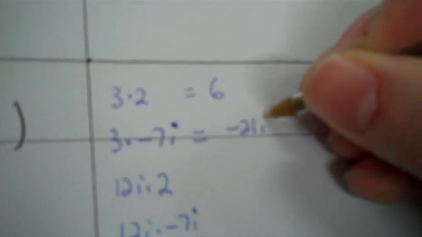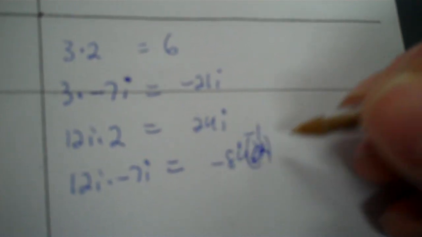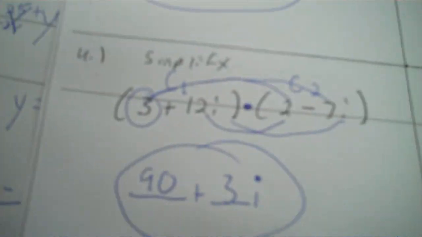So this equals 6. This equals negative 21i. This is 24i. And this is negative 84i to the second. Remember, i to the second has to be replaced with negative 1. And then we take negative 84 times negative 1, which is 84. So we have the constants and the i's. 6 plus 84 is 90. And negative 21 plus 24 is 3. 90 plus 3i.